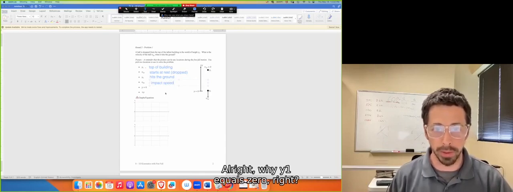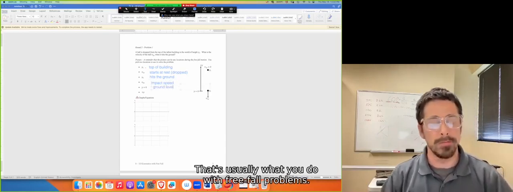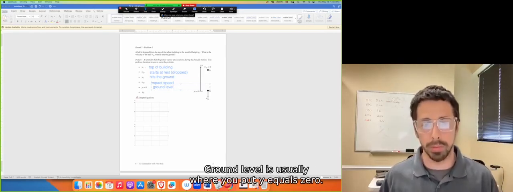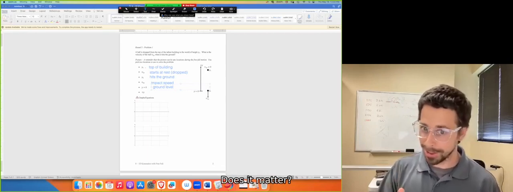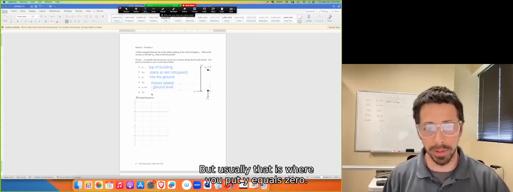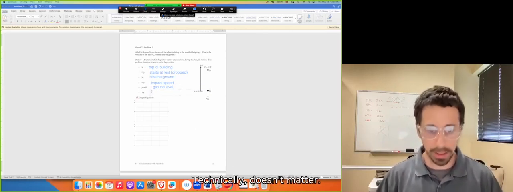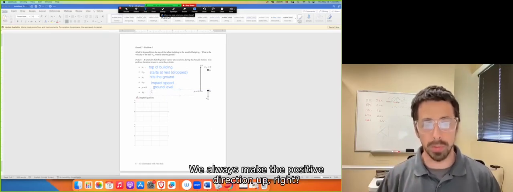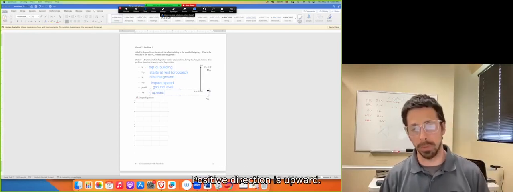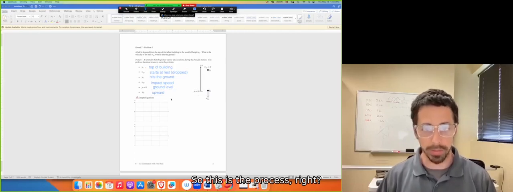y1 equals 0, that's we've chosen that to be ground level. That's usually what you do. With free fall problems, ground level is usually where you put y equals 0. Does it matter? The answer is no, it doesn't matter, but usually that is. So where you put y equals 0, technically doesn't matter. We always make the positive direction up. Positive direction is upward.